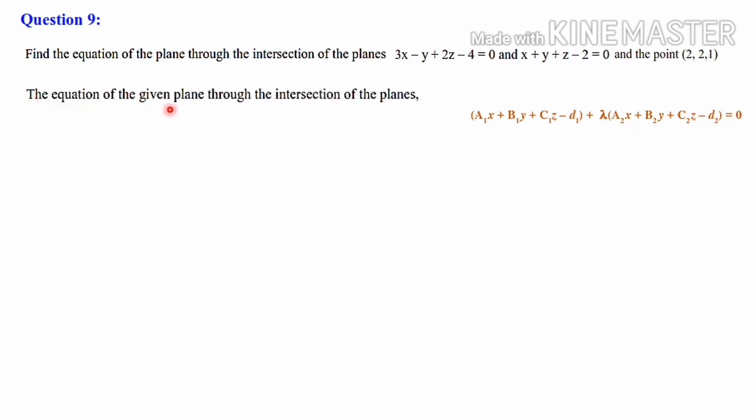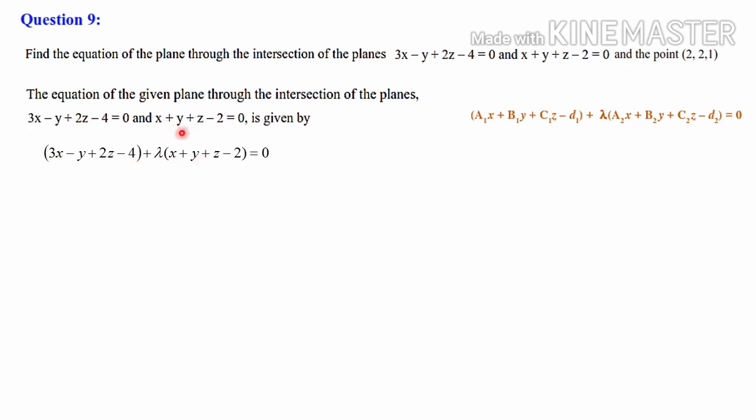The equation of the plane through the intersection of the planes 3x minus y plus 2z minus 4 equal to 0 and x plus y plus z minus 2 is equal to 0 is given by, using this formula, plane 1 equation, that is 3x minus y plus 2z minus 4, plus lambda into plane 2 equation, x plus y plus z minus 2, is equal to 0. One condition is also given to us, that this plane is passing through 2, 2, 1.